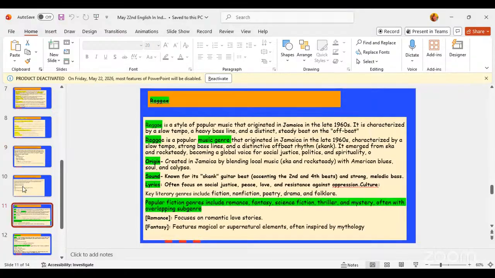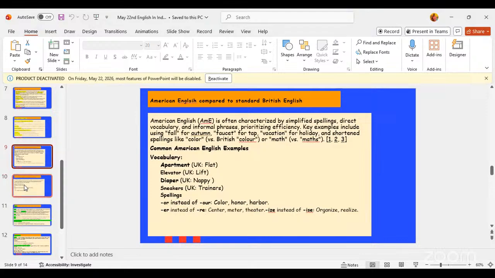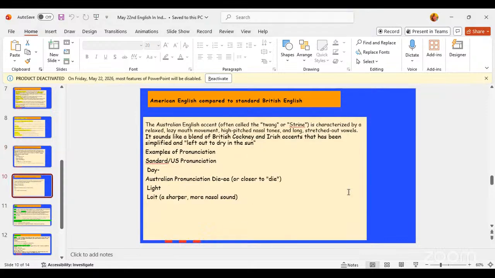Okay, now we've finished with the American, now let's talk about Australian English. Often the accent is called the twang or the strine. It's characterized by a relaxed, lazy mouth movement, high pitched nasal tones, and long stretched out vowels. It sounds like a blend of British Cockney and Irish accents that has been simplified and left out to dry in the sun.